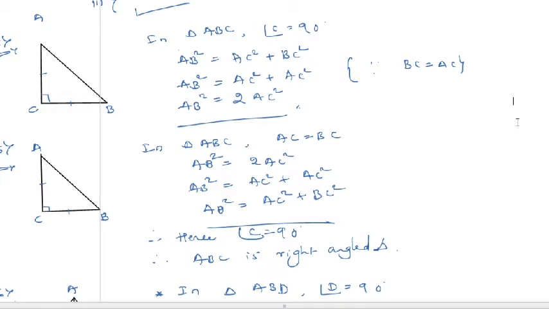In triangle ABC, AC is equal to BC, and it is also given that AB square is equal to 2 times AC square. This can be written as AC square plus AC square. So, AB square is equal to AC square plus BC square, since AC is equal to BC. Hence it is proved. According to the Pythagoras theorem, if the square on the longest side is equal to the sum of the squares of the other two sides, then it is a right triangle. Hence, angle C is equal to 90 degrees. ABC is a right angled triangle.